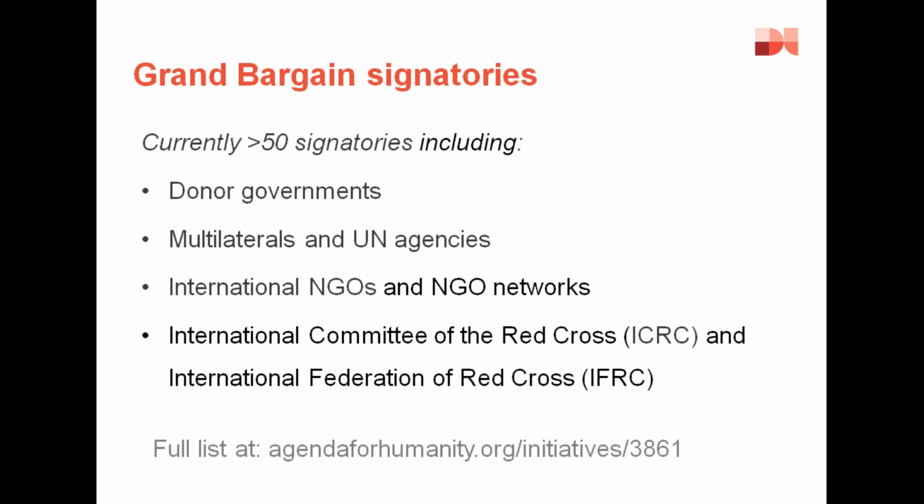So as you can see, the Grand Bargain is a truly multi-stakeholder initiative involving leading donor governments, multilateral and UN agencies, international non-governmental organisations and networks, the International Committee of the Red Cross and the International Federation of Red Cross and Red Crescent Societies. Currently there are over 50 signatories, increasing as organisations continue to sign up to the Grand Bargain. And I think CAFOD, Caritas and the Irish Department for Foreign Affairs and Trade are the most recent additions. And you can find a full list at the Grand Bargain page of the agendaforhumanity.org website, which I've also put on the slide.